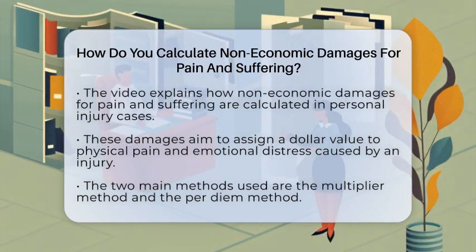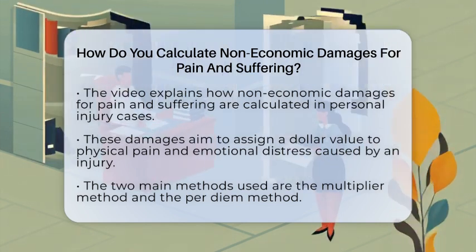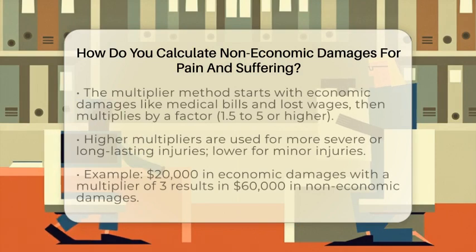Unlike bills for medical care or lost wages, pain and suffering are not straightforward to value. There are two main ways lawyers and courts do this: the multiplier method and the per diem method. The multiplier method starts with the total economic damages, like medical bills and lost income. Then, a number called a multiplier is applied. This multiplier usually ranges from 1.5 to 5 or higher.